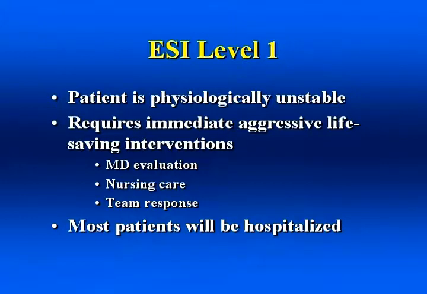Any patient assigned to ESI Level 1 is physiologically unstable and requires immediate life-saving interventions. These patients need immediate care by both an emergency physician and one or more nurses. In some emergency departments, this may be a formal team response, like the code team or trauma team. The hospitalization rate for ESI Level 1 patients is very high. Most will be admitted to intensive care units. A few will die in the emergency department, and a few will be discharged or may leave against medical advice following treatment.